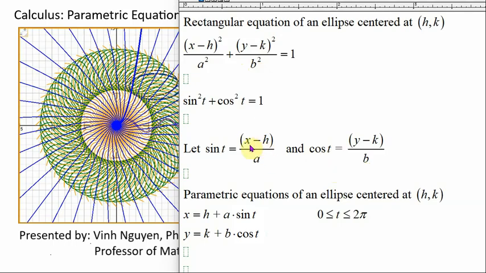And then notice that we have sine squared plus cosine squared is equal to 1. And so the corresponding parametric equations with the center at h, k, will be x equal to h plus a sine of t. So right here, solve for x. And then right here, solve for y. Then we get y equal to k plus b cosine of t.